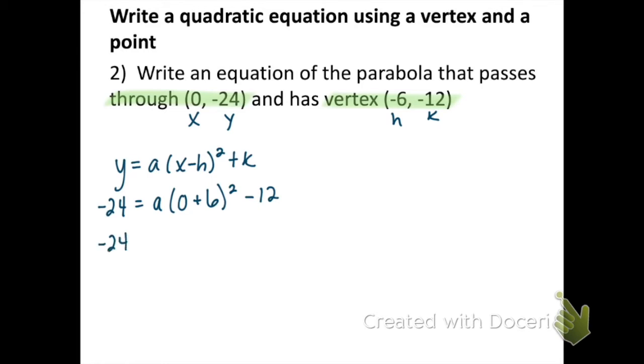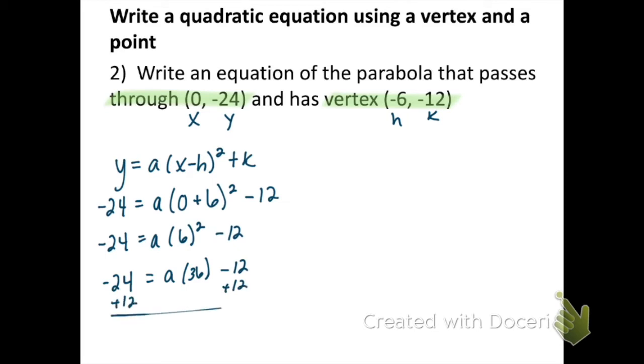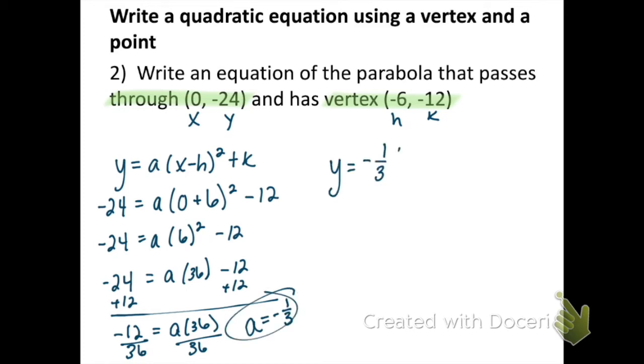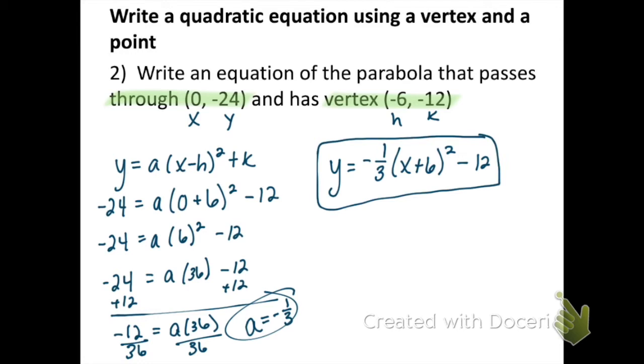We're going to take care of inside the parentheses and then our exponent. I'm going to add the 12 over next. And then divide by 36. So we get a equals negative 1/3. For your final answer, you need to plug in your a, h, and k into your equation. Remember, we're not plugging values in for x and y, just a, h, and k.